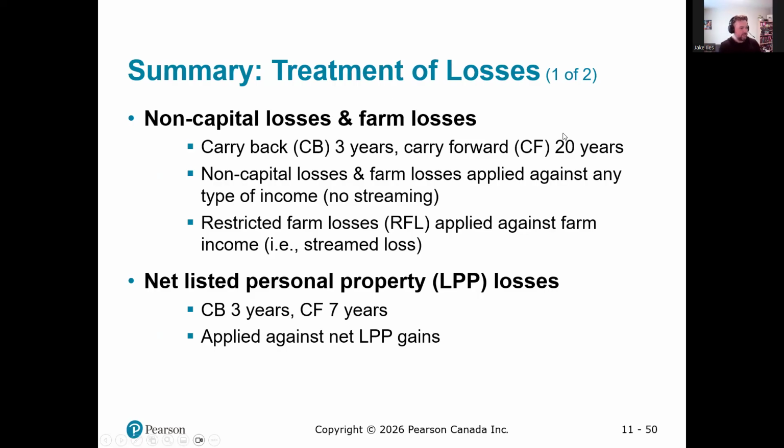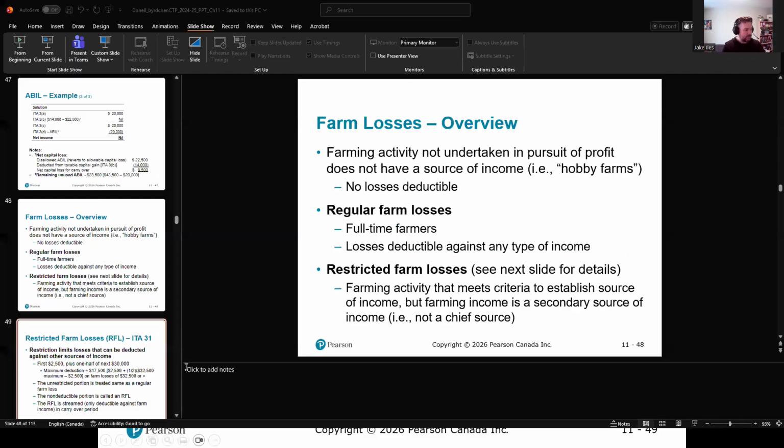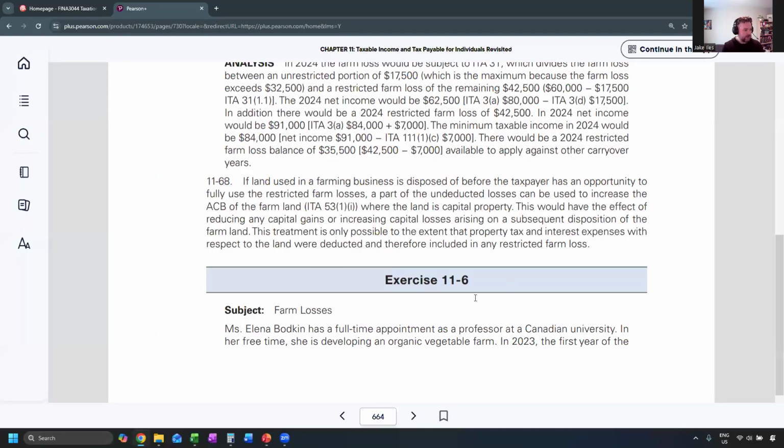So I guess we'll come back to this one. Our farm losses is a bit more straightforward. We'll just go right into the exercise for it.